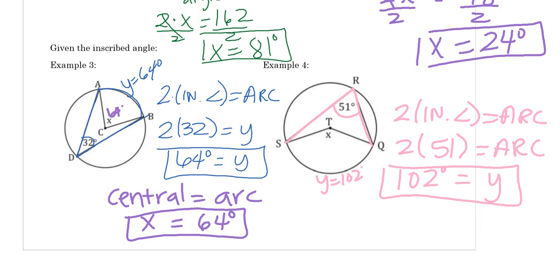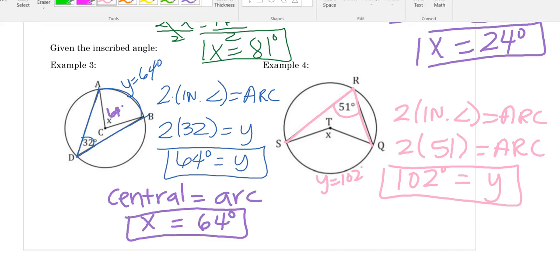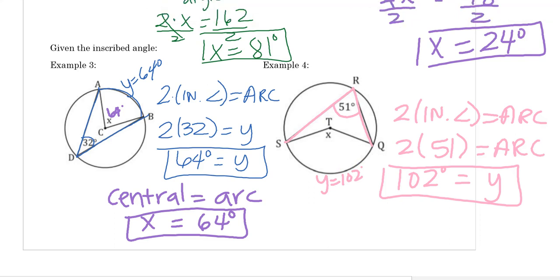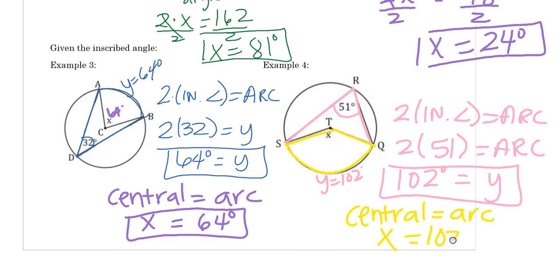We need to figure out what x is. So x is a central angle. What's nice is that our central angles here are equal to their arcs. So therefore, we can say central angle equals the arc. Our central angle was x. My arc was 102 degrees. So therefore, x is 102 degrees.